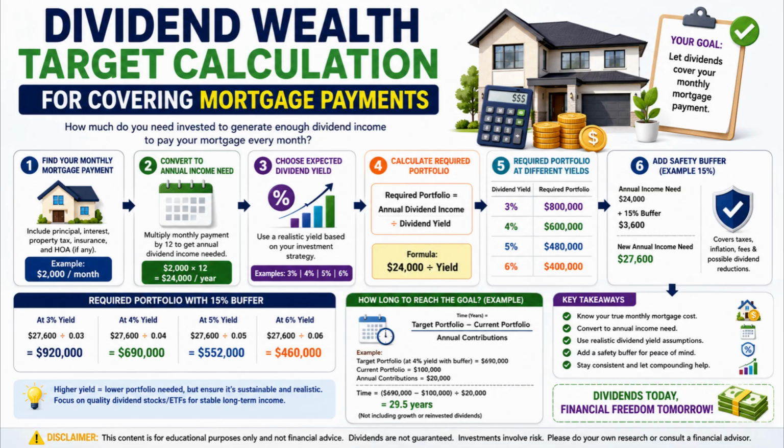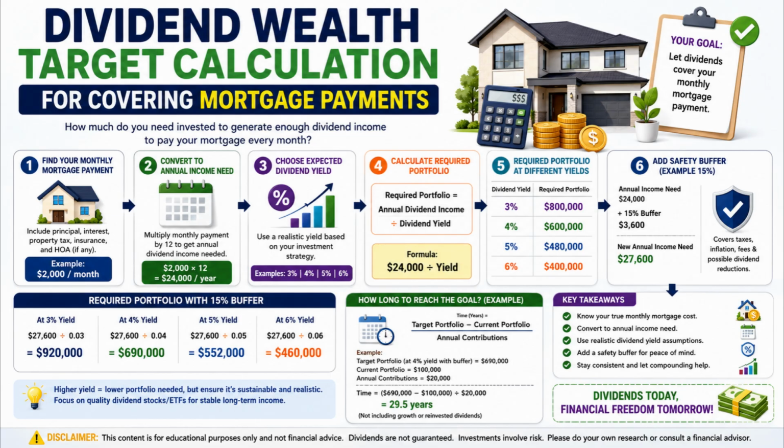Before depending on dividend income to cover a mortgage, it is important to check a few things. Know your true monthly mortgage cost, convert it correctly into annual income need, use realistic dividend yield assumptions, add a safety buffer for peace of mind, and stay consistent while letting compounding help over time. The main takeaway is that higher dividend yield lowers the required portfolio, but the yield must be sustainable and realistic. Focusing on quality dividend stocks or ETFs may help support more stable long-term income.